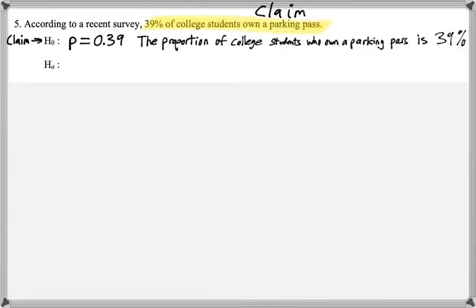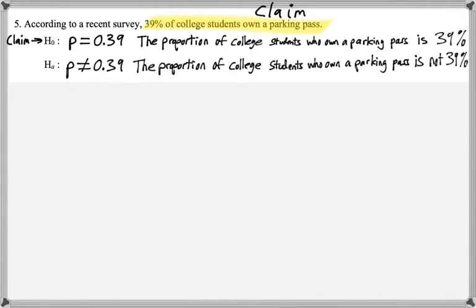And writing this in words, I'm basically just copying down the question. The proportion of college students who own a parking pass is 39%. Now the alternative hypothesis is going to be p is not equal to 0.39. So the proportion of college students who own a parking pass is not 39%.